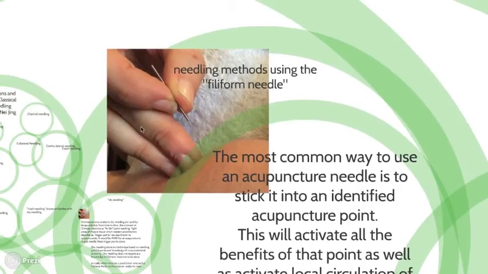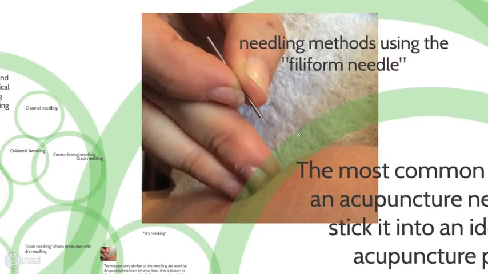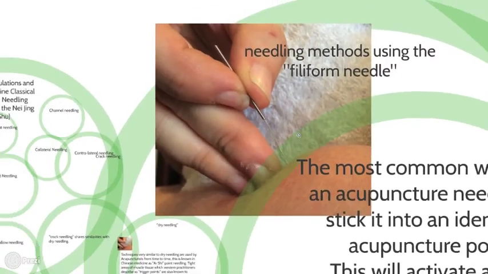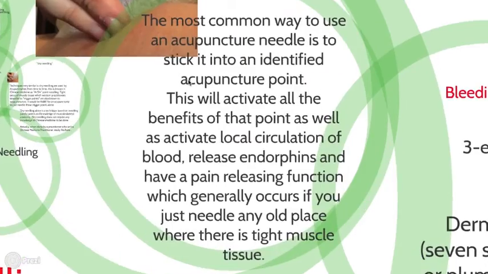This is what we call the filiform needle. So this needle here has a handle and a shaft there, and you can see that the way the practitioner holds the needle is actually really important as to what's going on in the body. The most common way that we use an acupuncture needle is to stick it into the identified acupuncture point, and that will activate all the benefits of that point, like we talked about before, the local applications and also the functions of the point, as well as activate local circulation of blood.